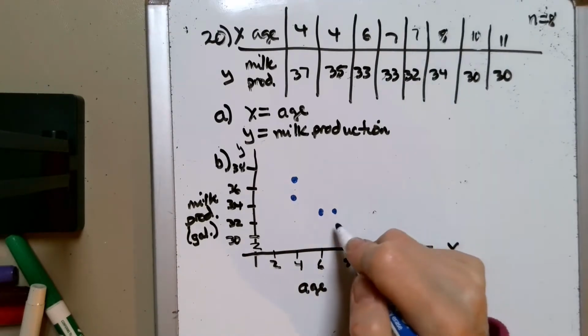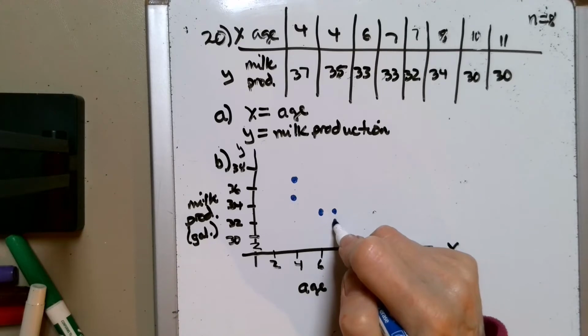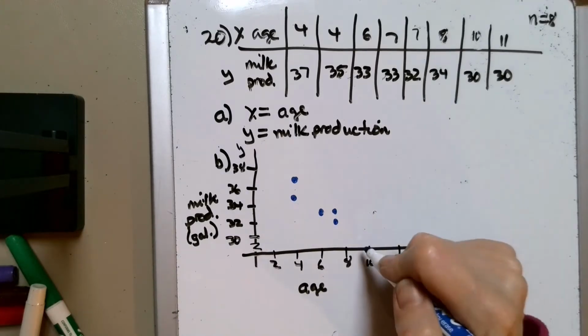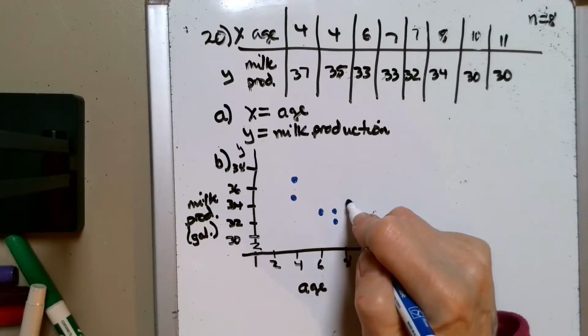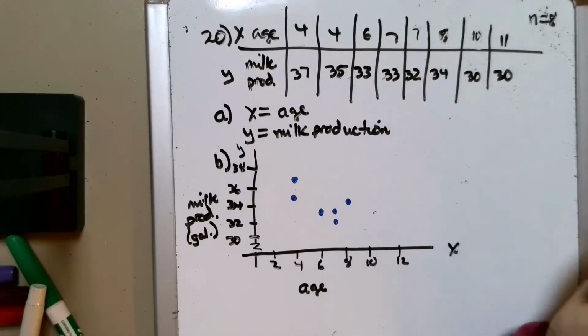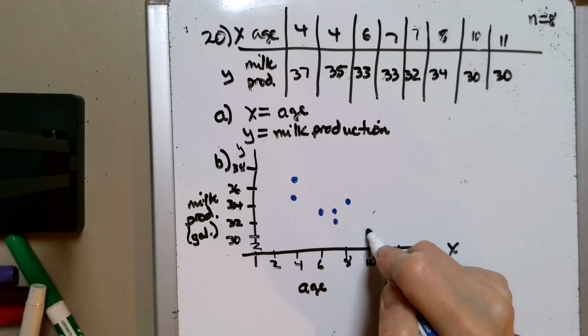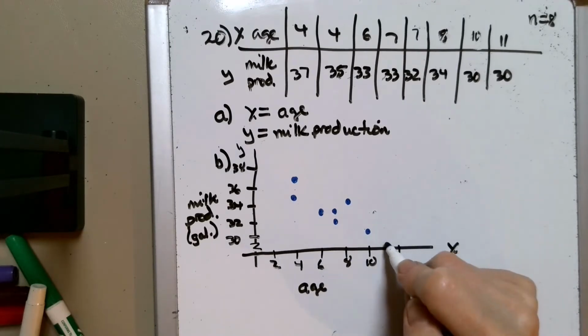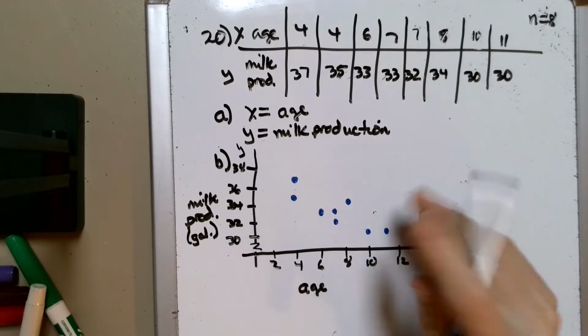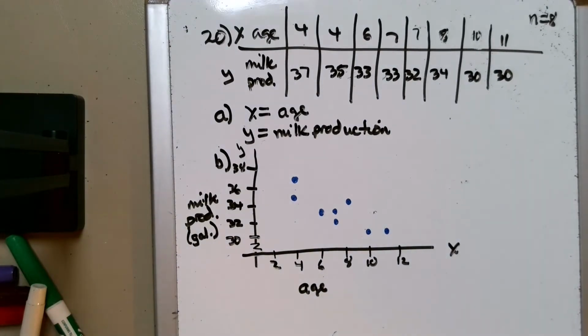Right 7 up 32, my next point. Right 8 up 34. Then 10, 30, right 10 up 30. And 11, 30, right 11 up 30. Okay, so here's my data. So that's my scatter plot.